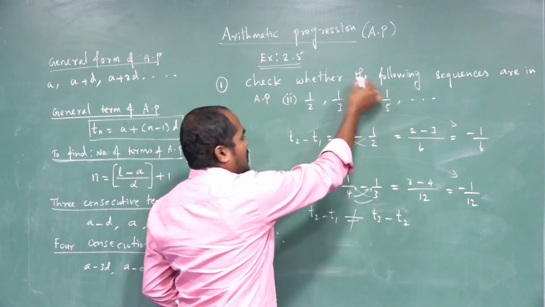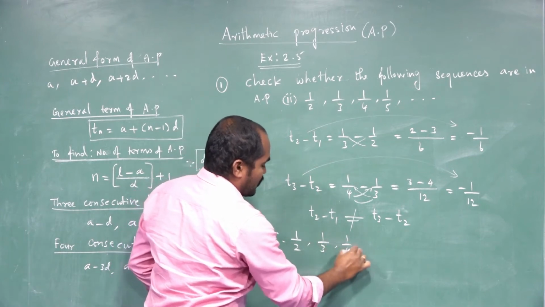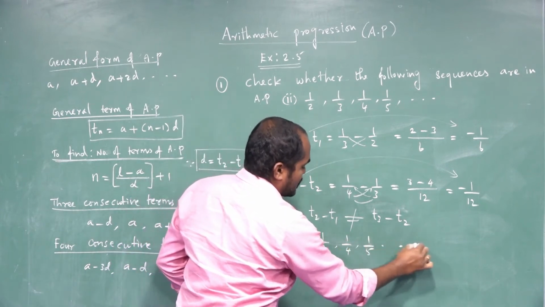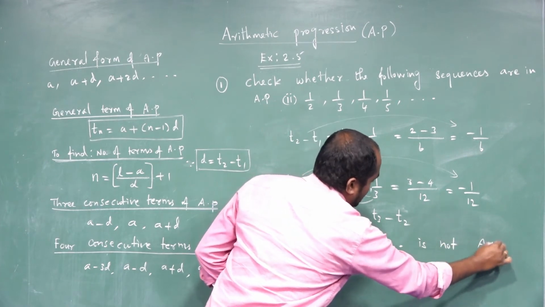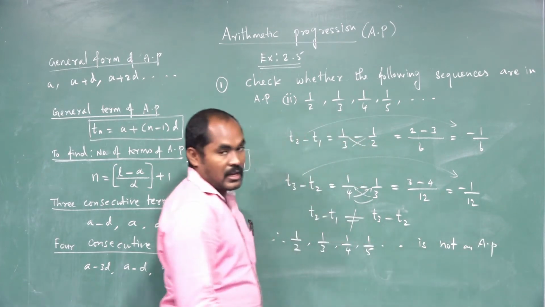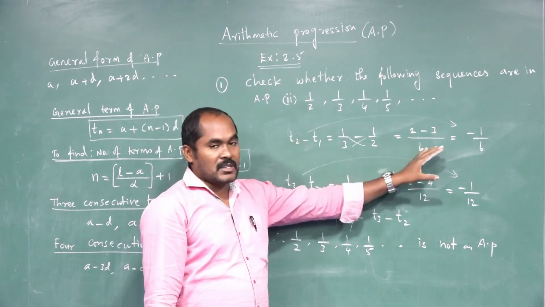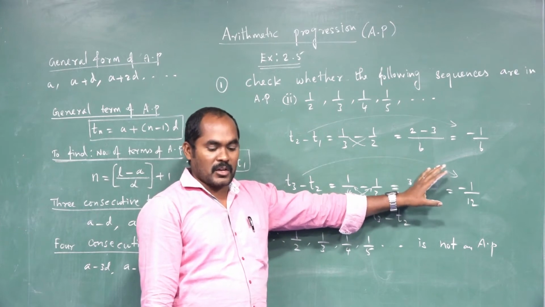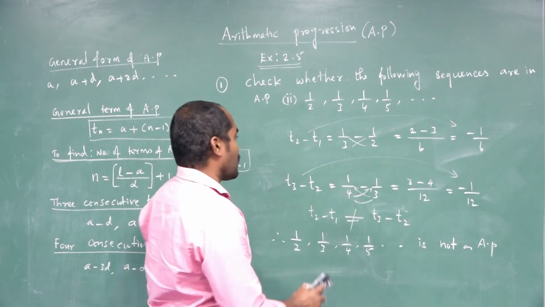Therefore, the given sequence 1 by 2, 1 by 3, 1 by 4, 1 by 5, etc. is not an arithmetic progression. So look, common differences are the same means arithmetic progression. Common differences are different means not an arithmetic progression.